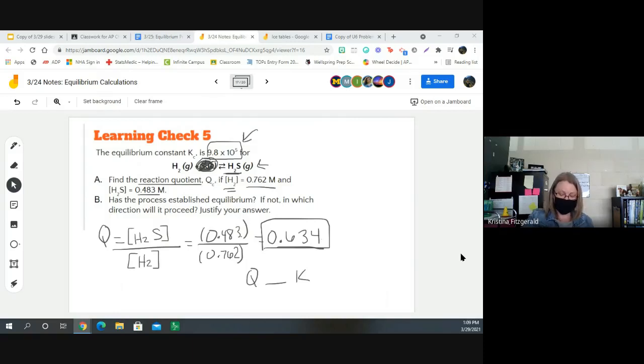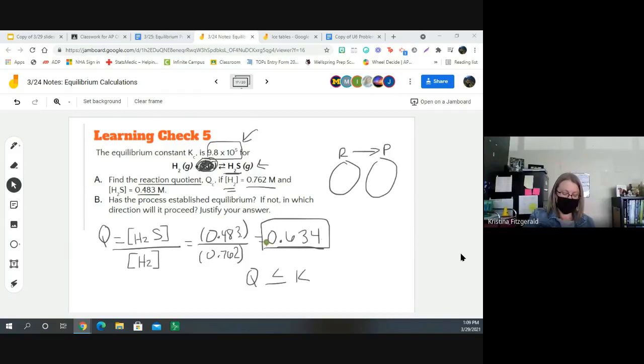It's a lot less. So what that tells me is my moment in time right now, I have to decide which way am I going to shift? So my moment in time tells me I don't have enough products. Hold on, gotta think about it in my own brain. Yeah, I don't have enough products. So I'm going to have to shift in the product direction, from my reactant side to my product side.